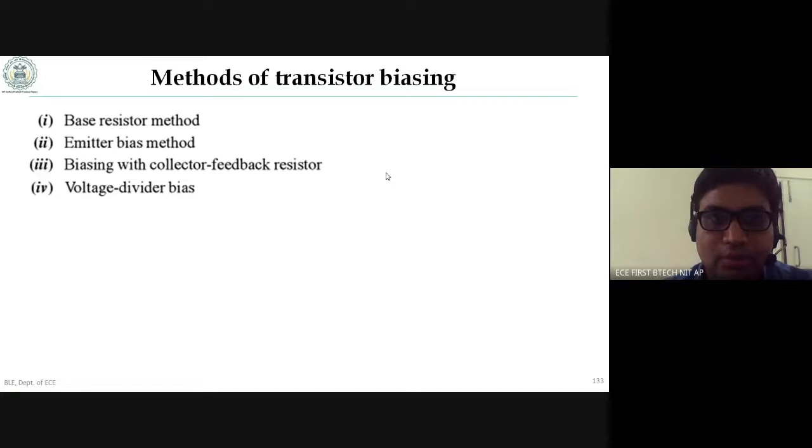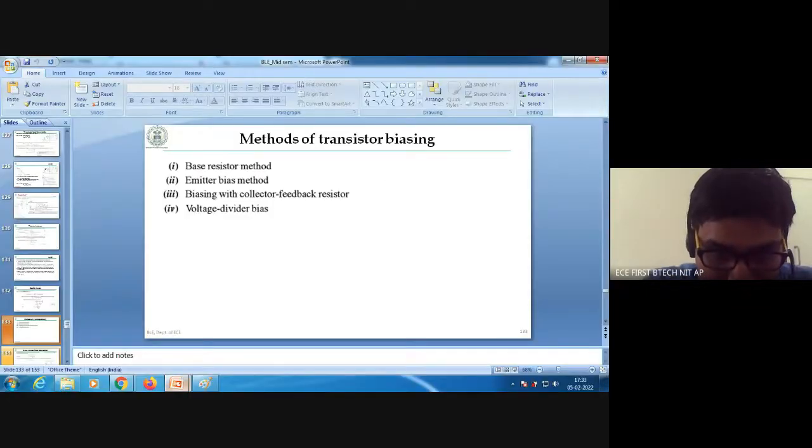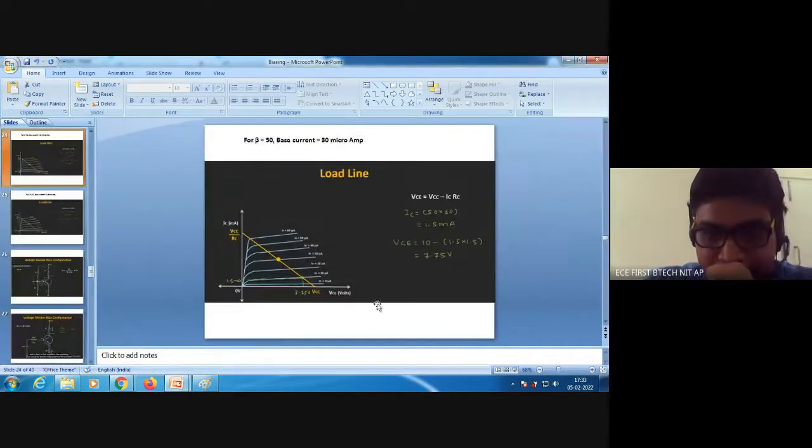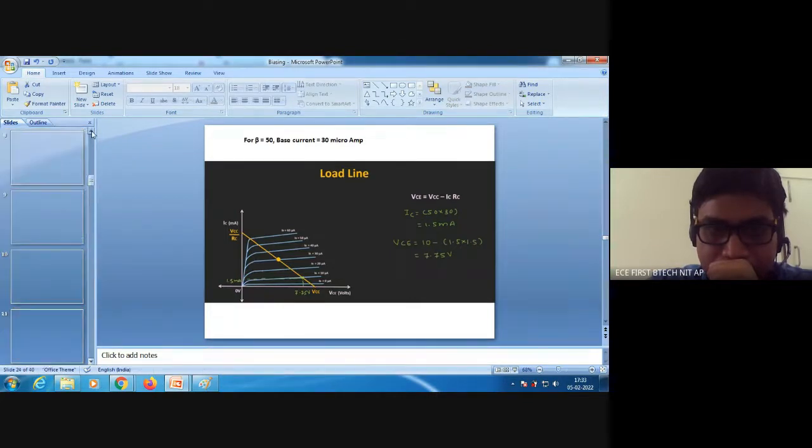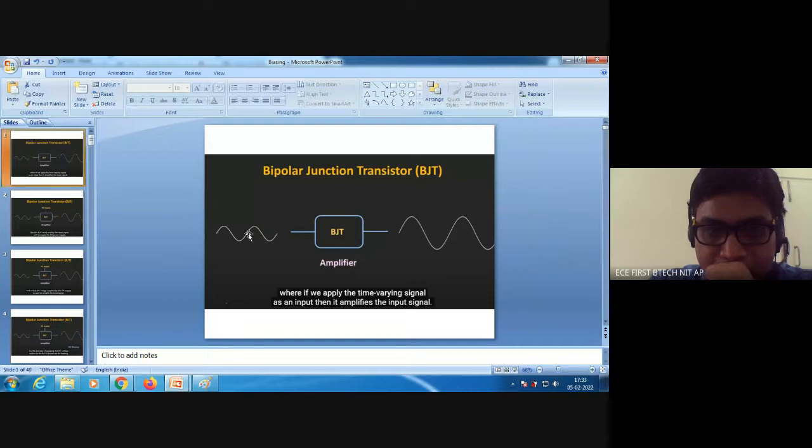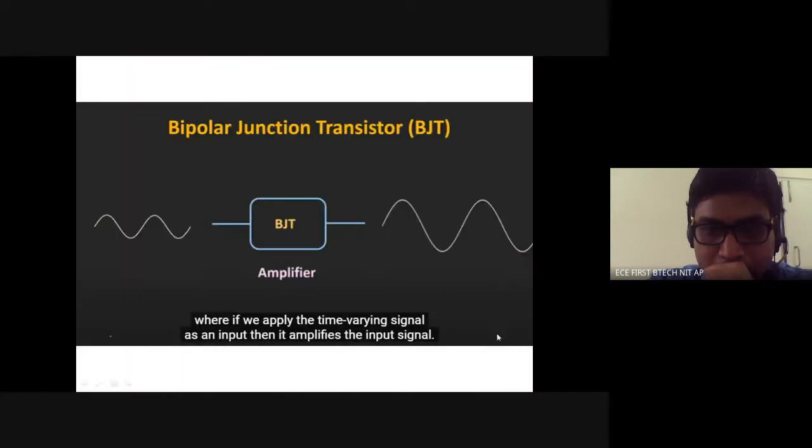Okay, then we'll go to transistor biasing. There are four types of biasing: base resistor method, emitter bias method, biasing with collector feedback resistor, and voltage divider bias. So we'll go one by one. Please note down this session very carefully and pay attention.